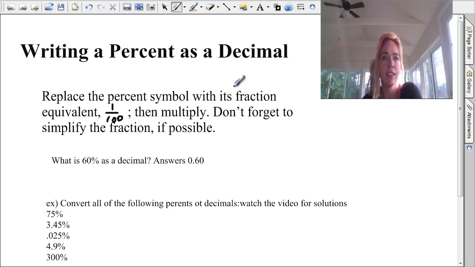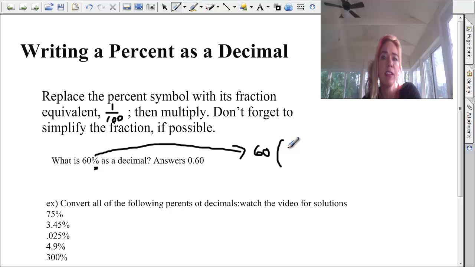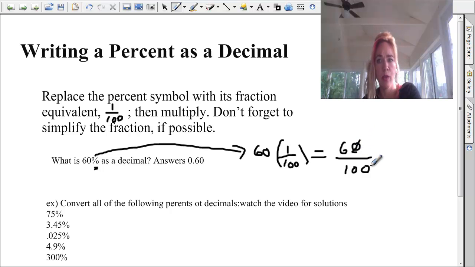Writing a percent as a decimal. Replace the percent symbol with its fraction equivalent, 1 over 100, and then multiply. And don't forget to simplify your fraction. So, basically replace percent, which means per centum, means per 100. So what I like to do is, 60% really means 60 times 1 over 100. Or you could even jump to saying percent means per 100, so you could just say 60 out of 100. But then clearly that's going to reduce, and you'll have 6/10.